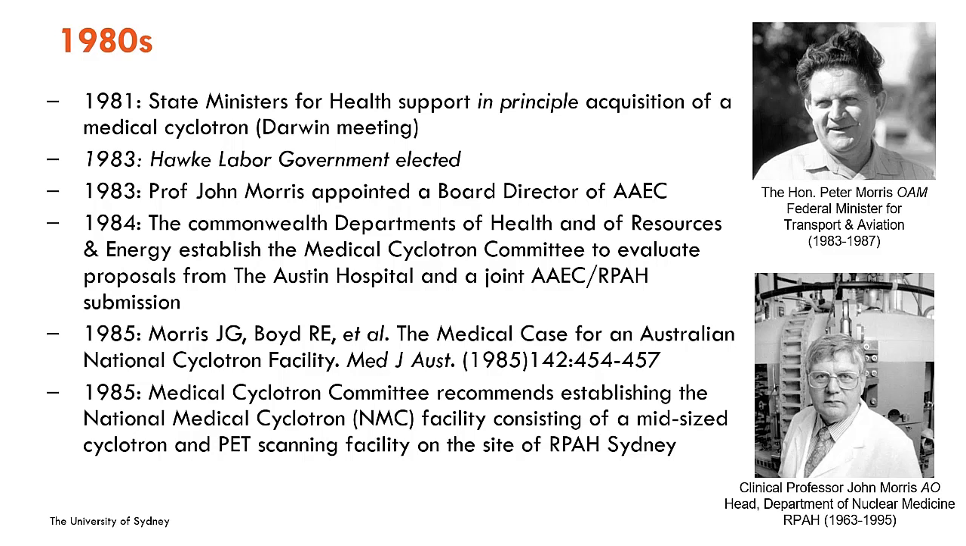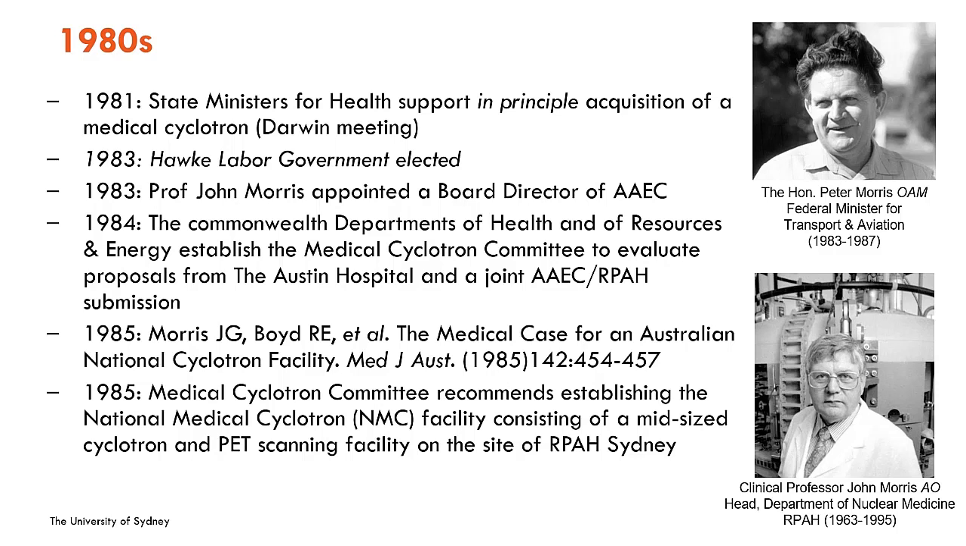Peter was the brother of the head of nuclear medicine at RPA, John Morris. And soon after this, John was appointed to be a board director of the AAEC. And John was very, very vocal about the need for a cyclotron in Australia, having been around at the time and really being one of the leaders of nuclear medicine back when Wagner and Kuhl had visited in 1968. So 15 years later, still pushing for a cyclotron.